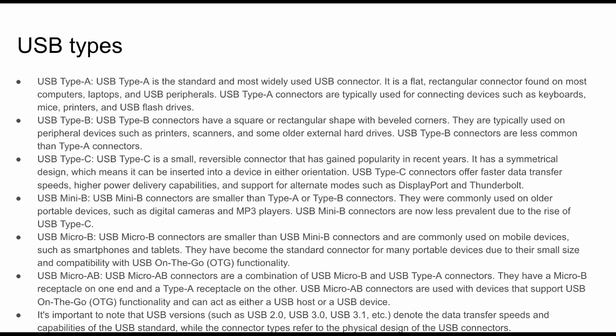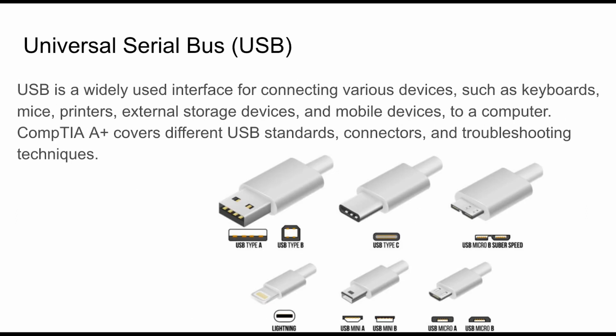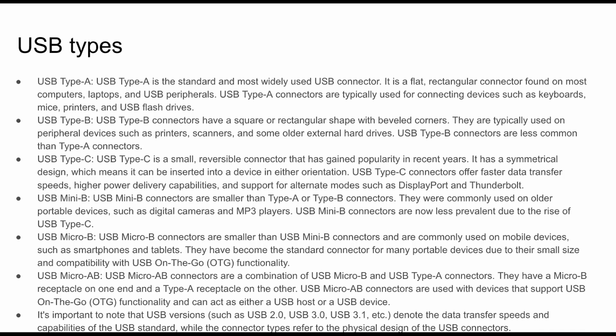USB-B connectors have a square or rectangular shape with beveled corners. And that's the one to the right, so we're basically going in order.